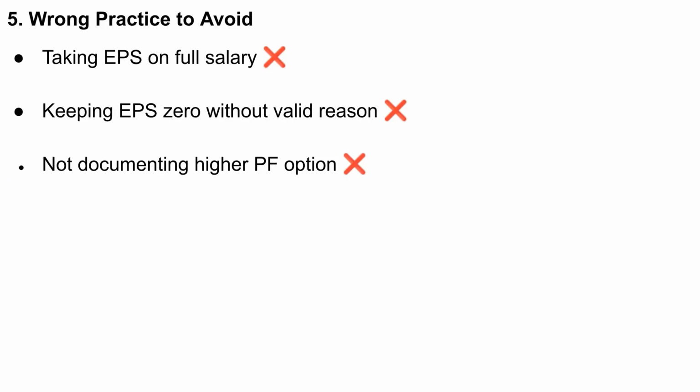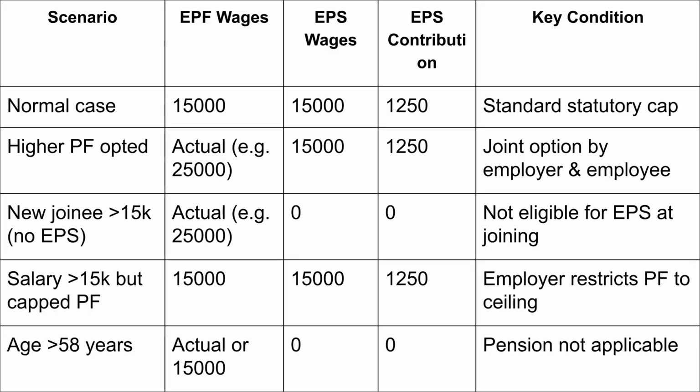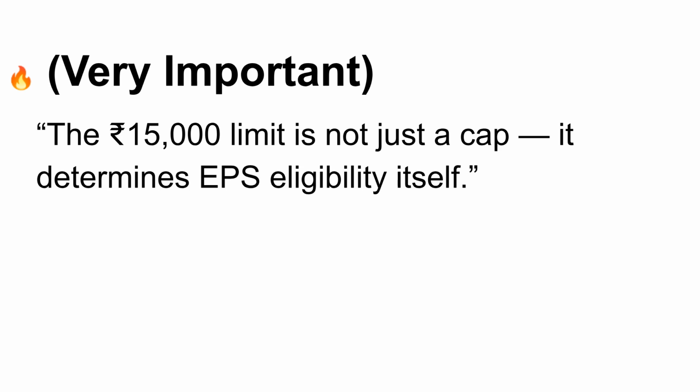Avoid wrong practices, such as taking EPS on the full salary, keeping EPS 0 without a valid reason, or failing to document the higher PF option with appropriate proof. This table summarizes different scenarios. For a normal case, EPS contribution is 1,250 rupees. For a new joinee above 15K, it's 0. Even with higher PF wages, the EPS contribution remains capped. When salary exceeds 15,000 rupees, EPF can be calculated on actual wages if a higher contribution is opted for, but EPS remains restricted to 15,000 rupees or may even become 0 depending on eligibility.